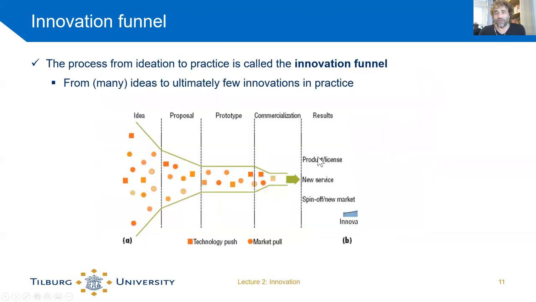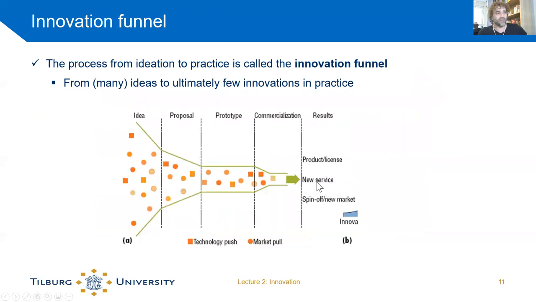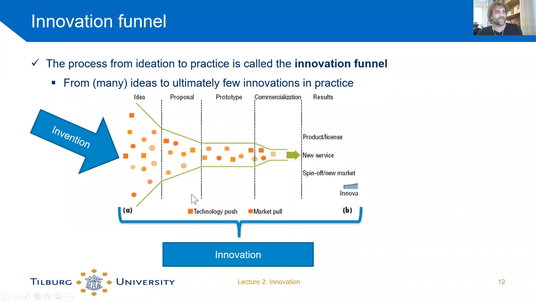which is called the innovation funnel, which basically is a lot of different ideas. And then fewer make it into a proposal, fewer into a prototype, fewer into commercialization, and only very, very few into actual results. So an invention are the ideas, and then later on, once you think about prototyping, commercialization, results, it becomes an innovation. But I must admit that the lines here are pretty blurred. So there's the innovation funnel in an organization. Any questions? If not, I'll continue.